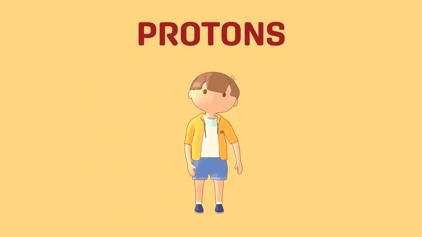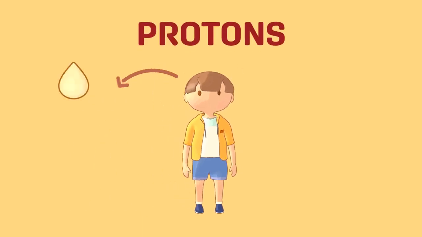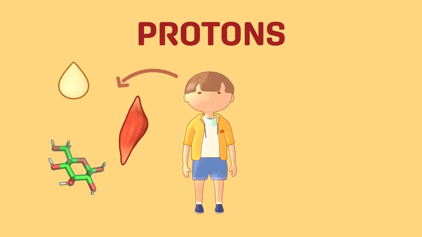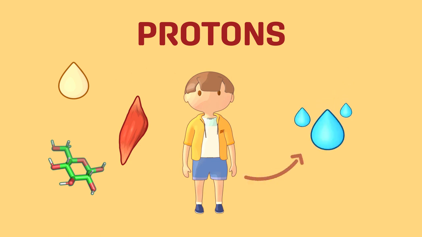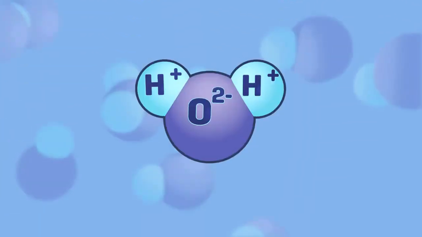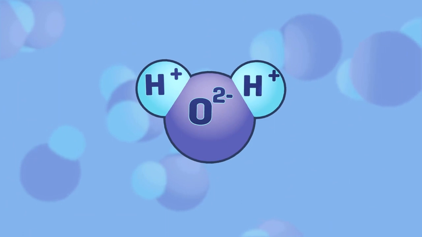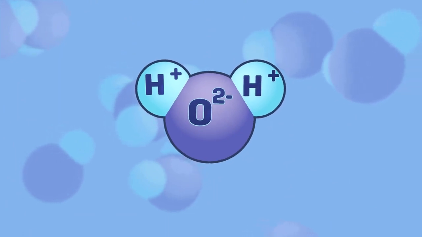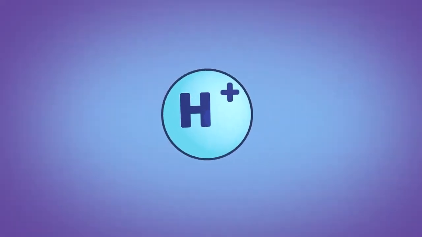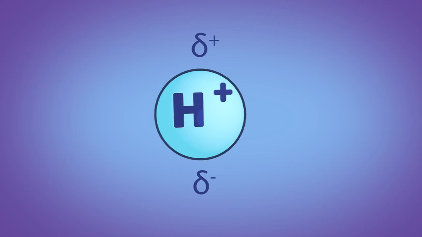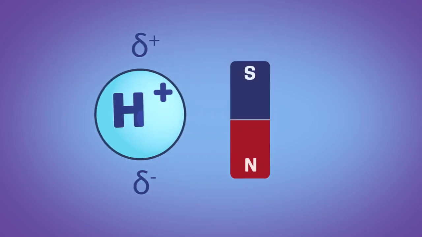Let's talk about protons. We have protons in the fat, muscle, and sugars within our body, and of course, within water. Remember that a significant portion of our bodies consists of water, and that a hydrogen atom is just a proton, one positron and one electron, with a positive and a negative pole. Because of this, each of these protons is capable of acting like a bar magnet.